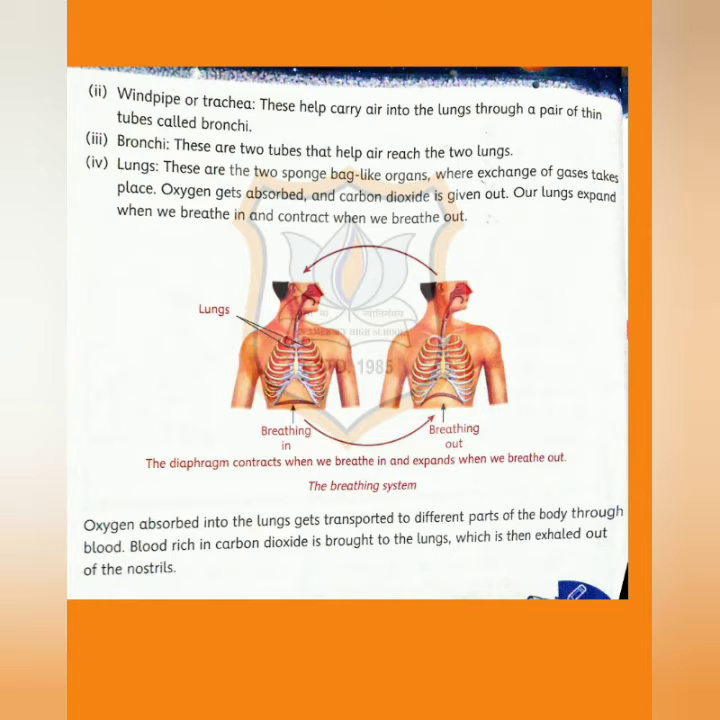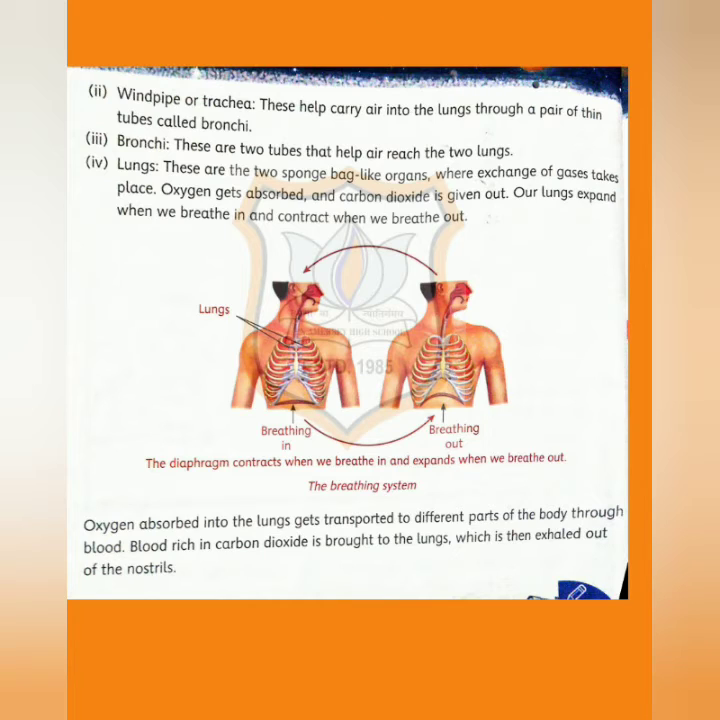Next one is the lungs. These are two spongy bag-like organs where exchange of gases takes place. Oxygen gets absorbed and carbon dioxide is given out. Our lungs expand when we breathe in and contract when we breathe out. When we take in oxygen, the lungs expand, and when we breathe out carbon dioxide, they contract.